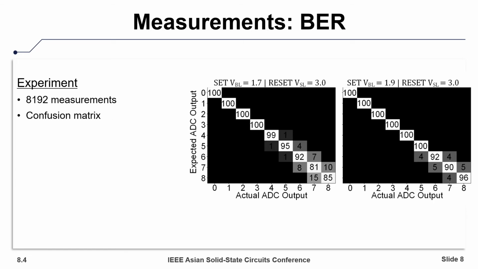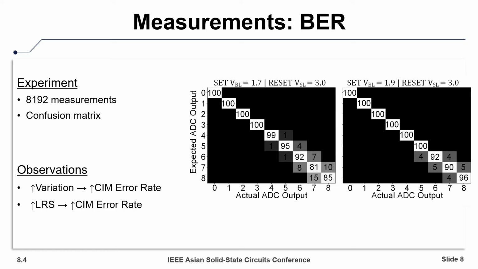So after understanding how these variations behave for a single cell, we want to understand how they affect reading 8 cells at the same time. To do this, we first wrote all the cells with a random uniform distribution, and then read 8 cells at a time. The result of this is presented on the right as a confusion matrix for 2 different write voltages. The confusion matrix shows the percentage of time the expected ADC output, or the number of low resistance cells, was interpreted as the actual ADC code. Obviously, we want the expected to match the actual, so the percentages along the diagonal represent correct operation. All others represent errors due to device variation.